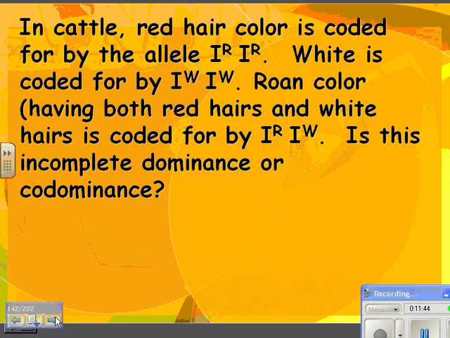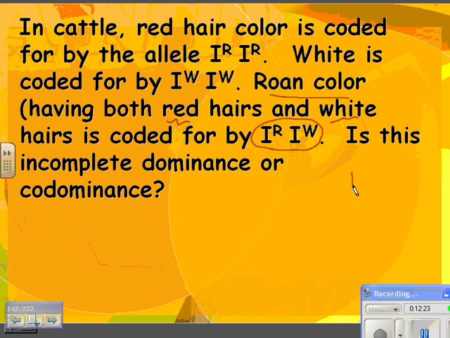Okay, another codominance problem. We're away from the blood type finally. So in cattle, red hair color is coded for by the allele I^R. White is coded for by I^W I^W. Roan color means you have both red hairs and white hairs, so it looks funny, almost pink. These cows have some red hairs and some white hairs. They don't have pink hairs, but from a distance it would look like that. Some of their hairs are actually red and some of them are actually white. And so this is their genotype.